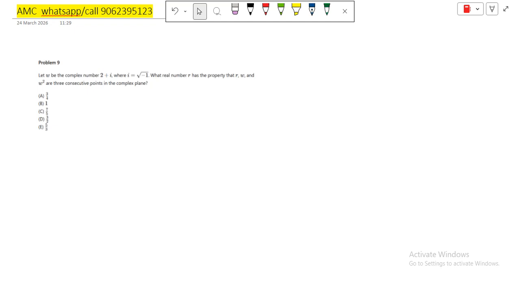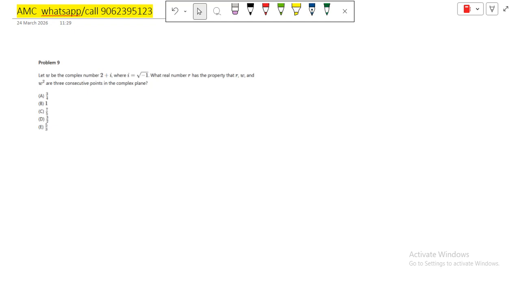The problem tells us that r, omega and omega square are three consecutive points in the complex plane. Now, consecutive here is a fancy way of saying that they sit on the same straight line. They are collinear. Okay, and we have a mission, find the value of r, but there is a catch.